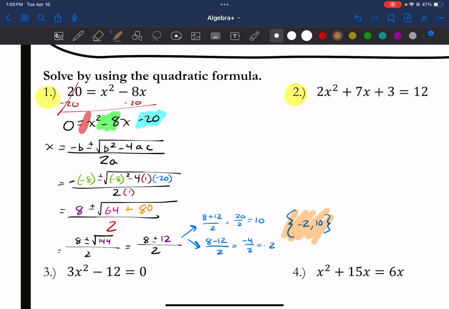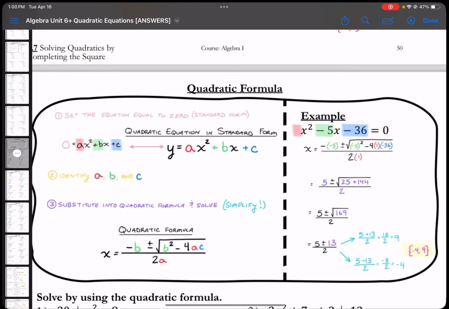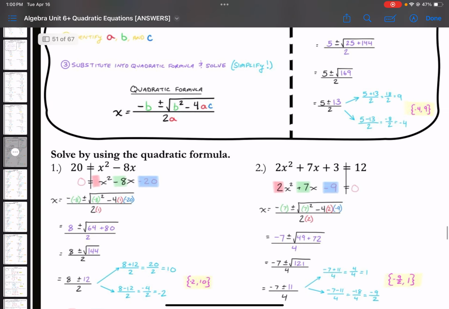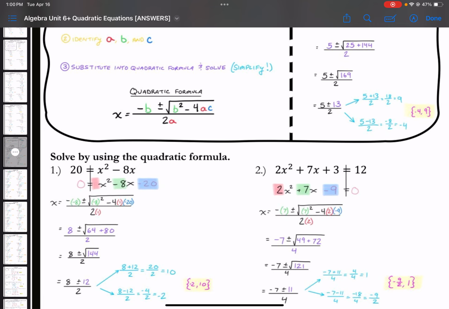Go ahead and try number 2. Make sure it's in standard form, and then go from there. Pause the video here. Let's check our answers. You'll notice that for number 2, you will get a fraction. You get negative 9 over 2, comma 1. If you change the negative 9 over 2 to negative 4.5, that's okay too.